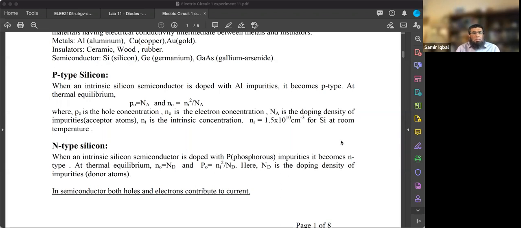In both cases, we know precisely how many electrons or how many holes there are, and we use a specific formula to do that.